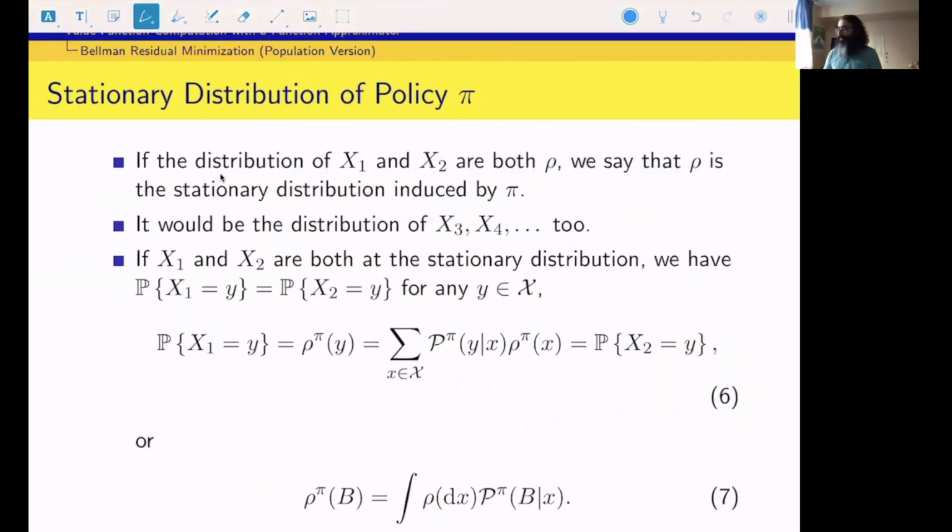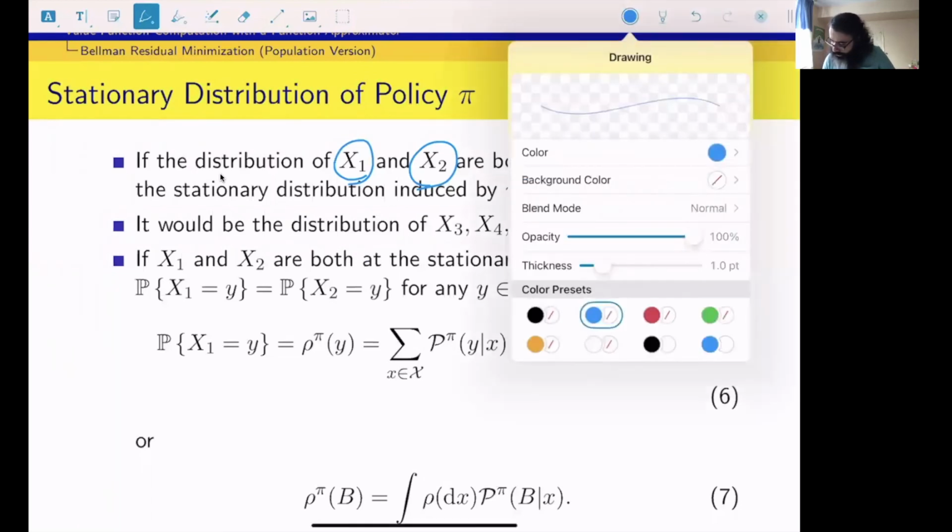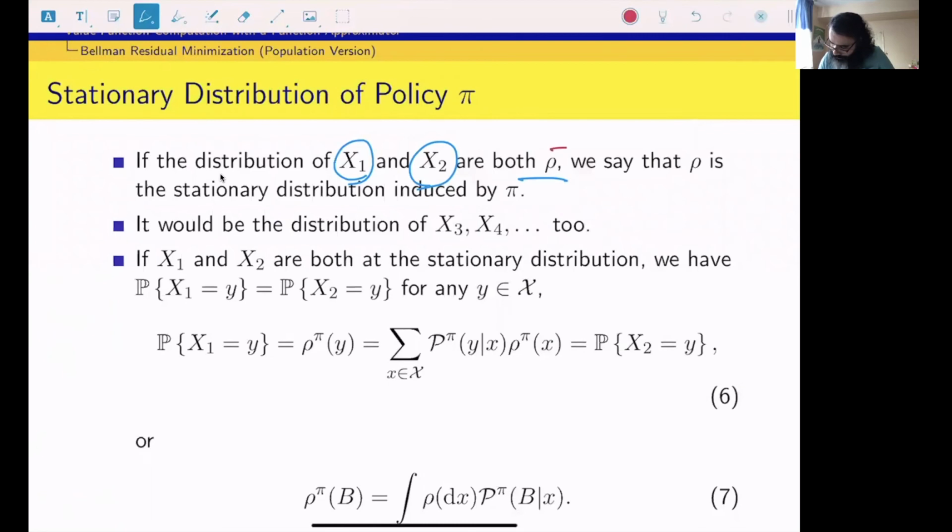Okay, so stationary distribution of policy pi. Here I want to talk about the case where the distribution of x1 and x2 are both rho, or maybe I use rho pi here. If it's a stationary distribution, the definition I had was that the distribution of x1 and the distribution of x2 should be the same.